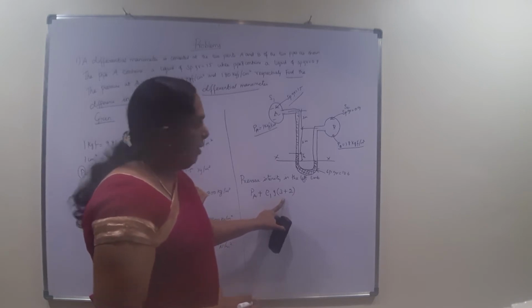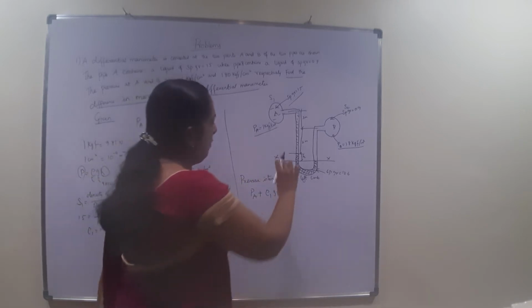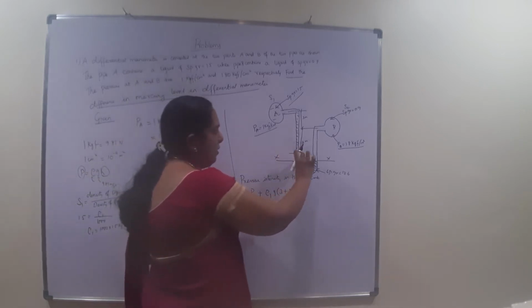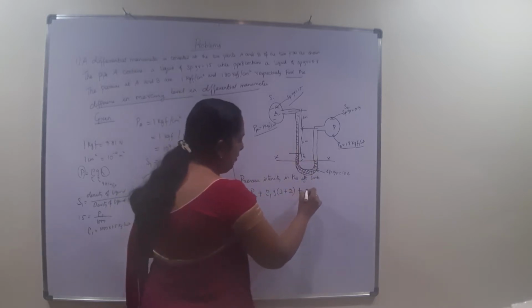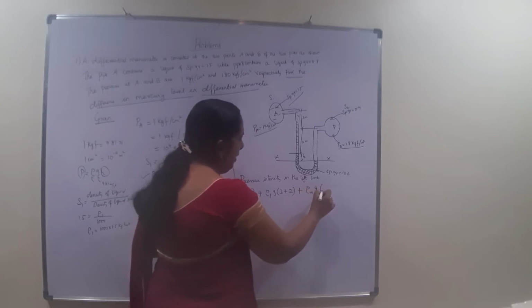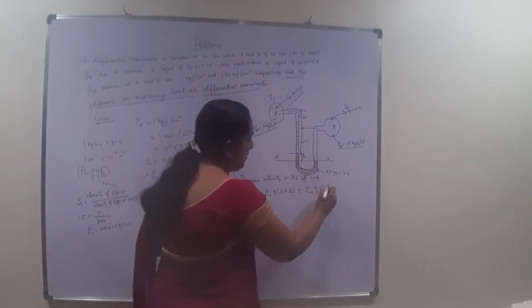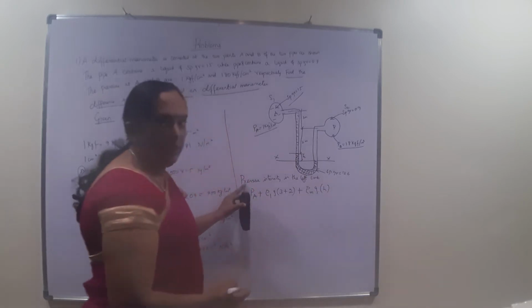Now we go for the other liquid, that is mercury. This is also in the left limb, so it is acting at a height of H. So plus rho m into G into H, the height of mercury. So that is the pressure intensity in the left limb.